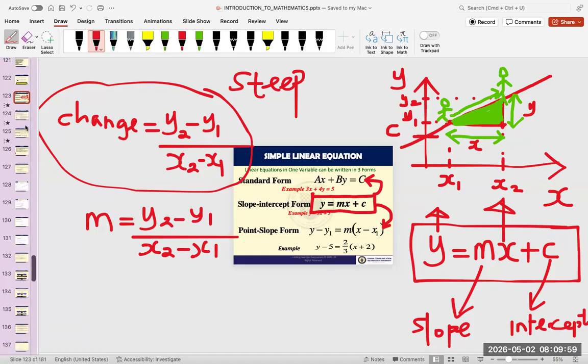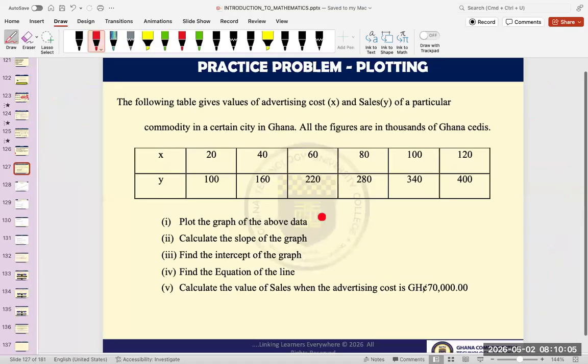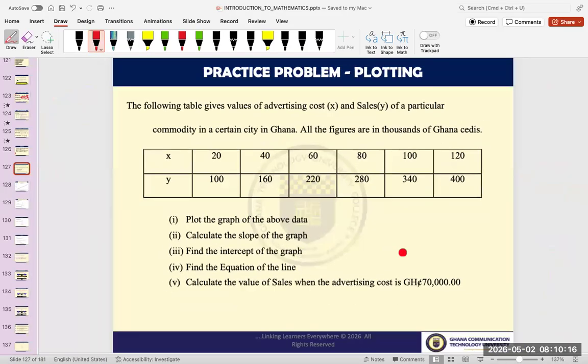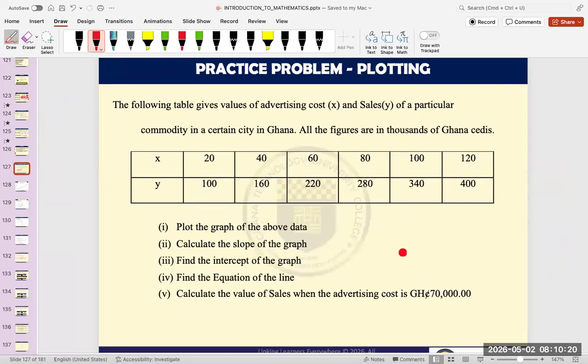So let's pick a practice problem and learn how to do this. So I have a practice problem for you. Let's do it together. We want to plot these points and then find the necessary characteristics such as the slope, the intercept, and the equation of the line. Now I read the problem.